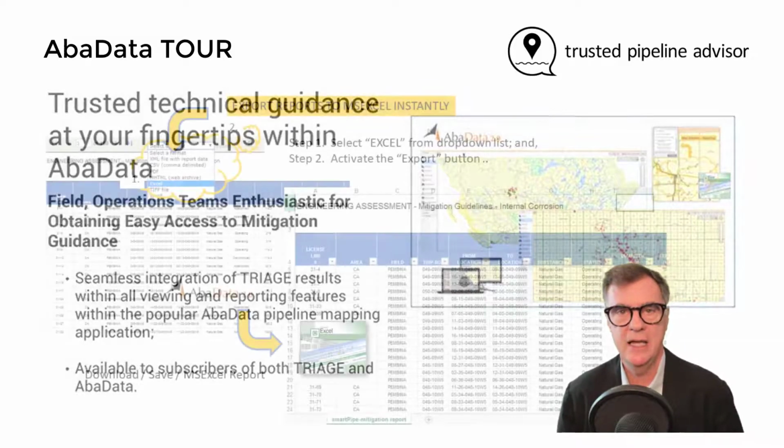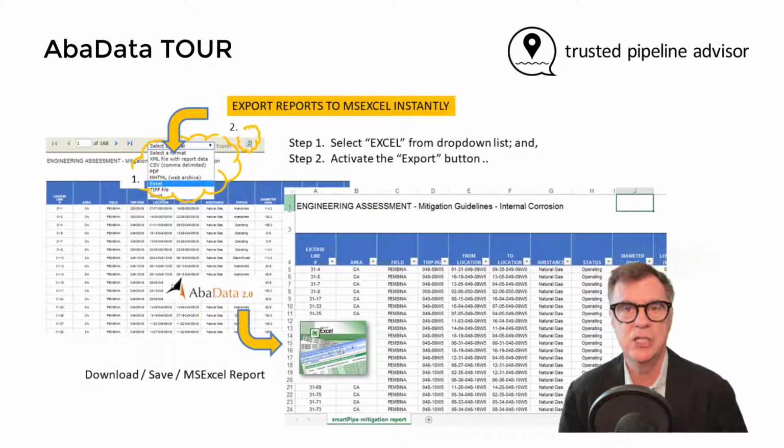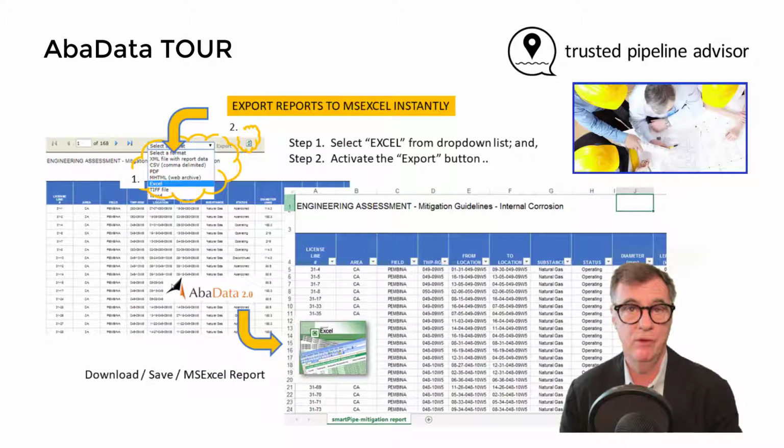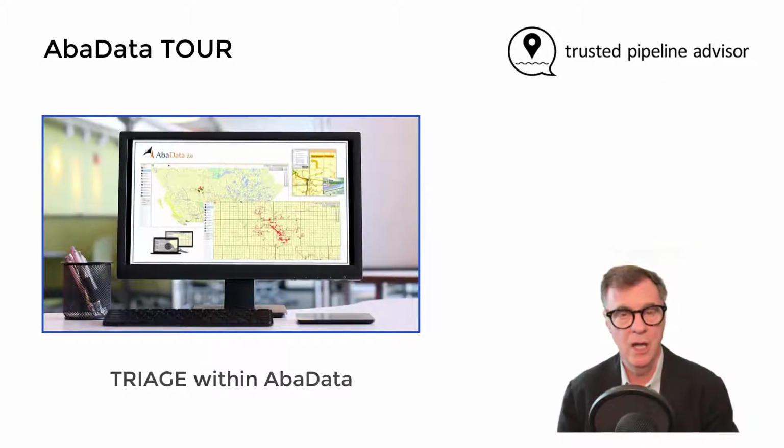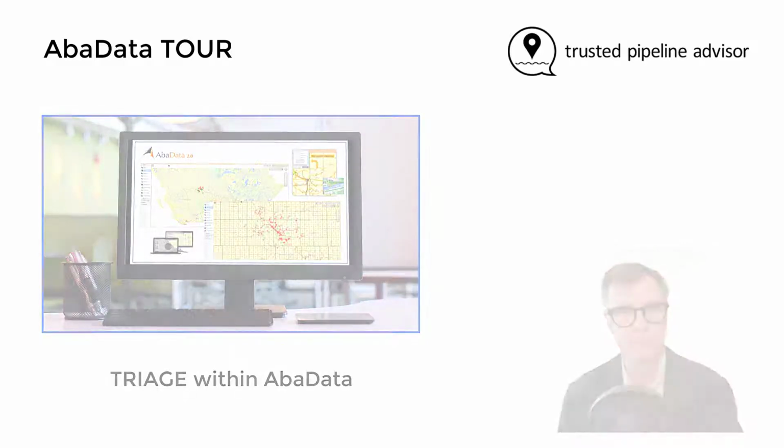Within only a few minutes, any field operator can have access to mitigation guidance for a selection of pipelines exported into Microsoft Excel for integration into existing pipeline management processes and to support pipeline review meetings with their chemical teams. We'll now take a short tour of triage within AbaData.